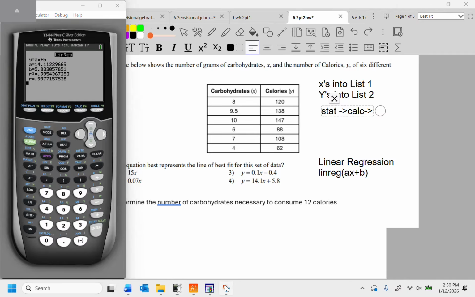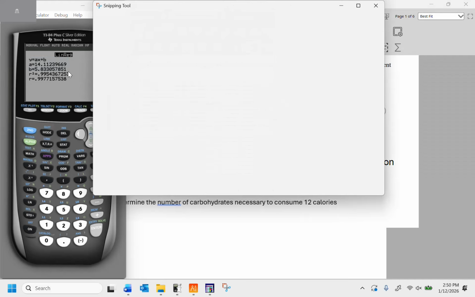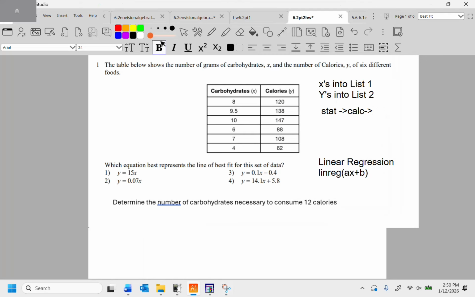Now you may or may not see that R value. I have not talked about what R is yet. I will at some point in time in the near future. I just have not done it yet. That's all.